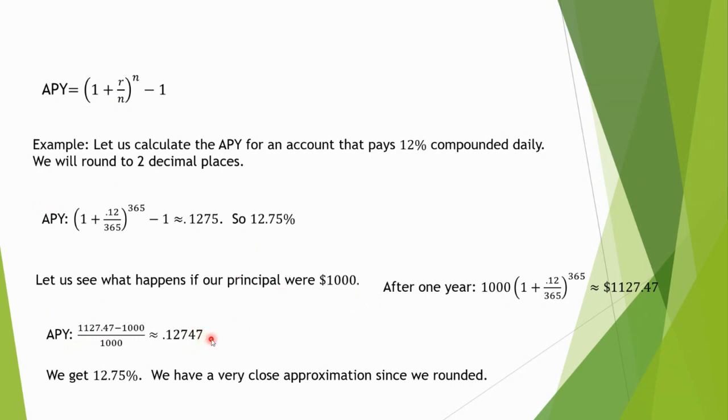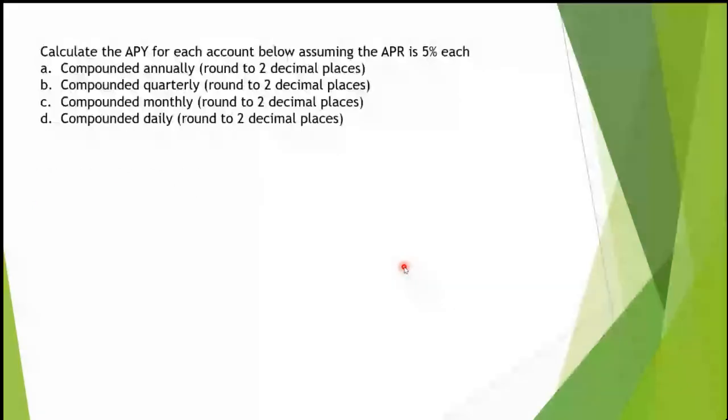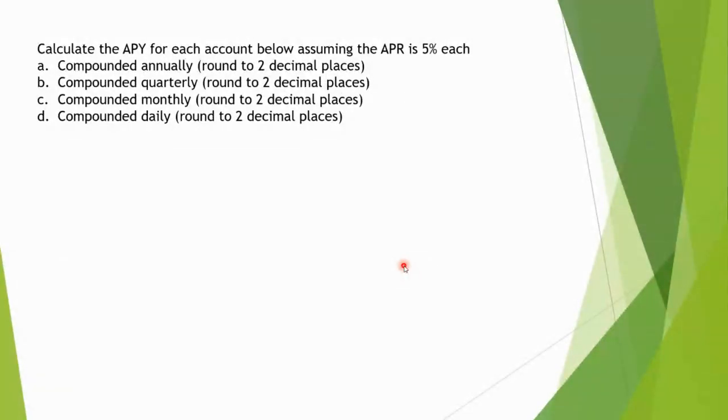Okay, let's do some others. Here we go. So this is another example that I want everyone to try out. So basically now you're going to calculate the APY for each of these accounts, which was basically from before. Again, it's only for a year. And I put the APR here from before. I want everyone to calculate these right now. Take about 3 or 4 minutes.